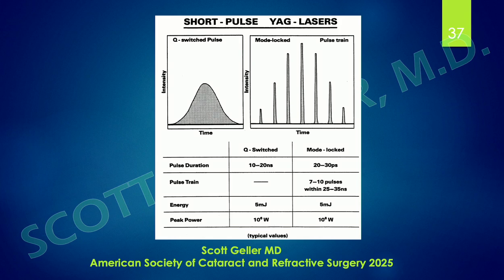The other type of laser, the mode-locked laser, has a pulse train. So the beam comes out in a series of pulses in a time frame of 20 to 30 picoseconds. And so you get 7 to 10 pulses within 25 to 35 nanoseconds.